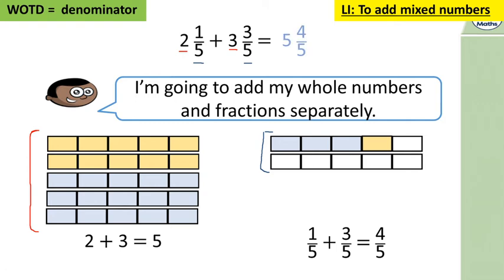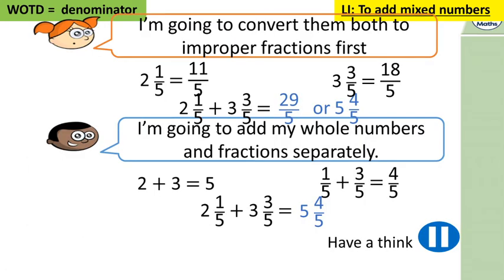So which method do you prefer? I think that the easiest way is most definitely this one. If you add your whole numbers first and then your fractions, there's less converting that you need to do. If you like it the other way, it's absolutely fine, but I'm going to suggest you do it this way today.